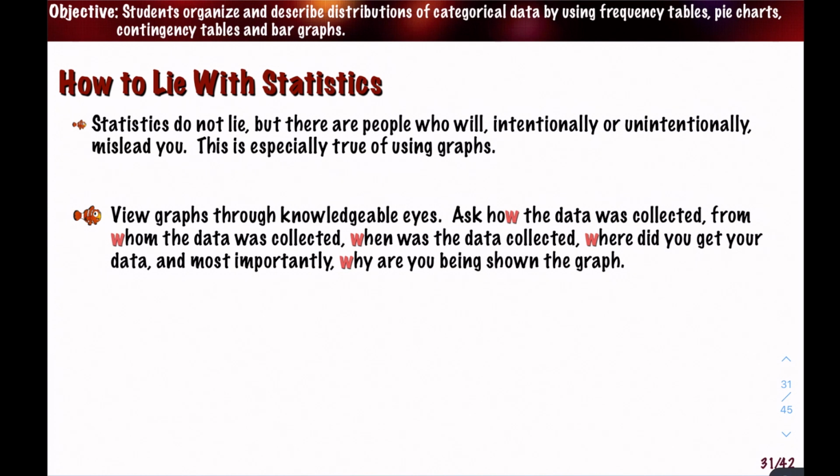So view graphs through a knowledgeable lens. Be a little skeptical. Always ask how the data was collected, from whom the data was collected, when the data was collected, where you got your data, and most importantly, why you are being shown the graph.